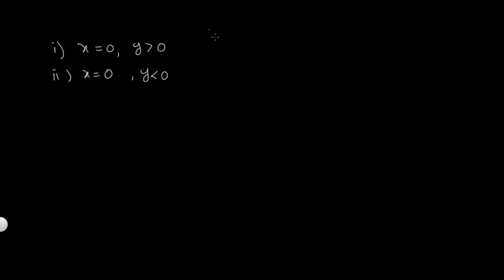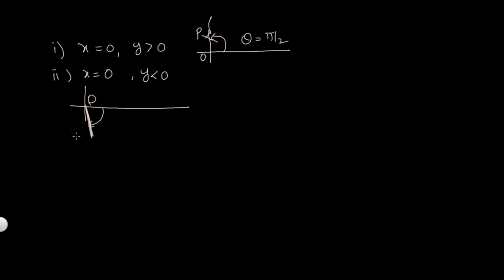Then we can say the point lies on the y-axis, and this is the origin. The angle made with the x-axis is theta equal to pi by 2. In the same way, in this second case, y is negative. Y is negative means the downward direction. So the angle here at the origin, suppose the point is P, in the negative direction, is theta equal to minus pi by 2. So these are the points.